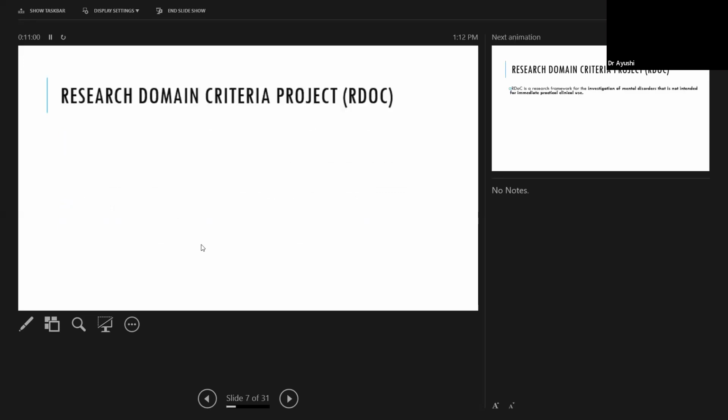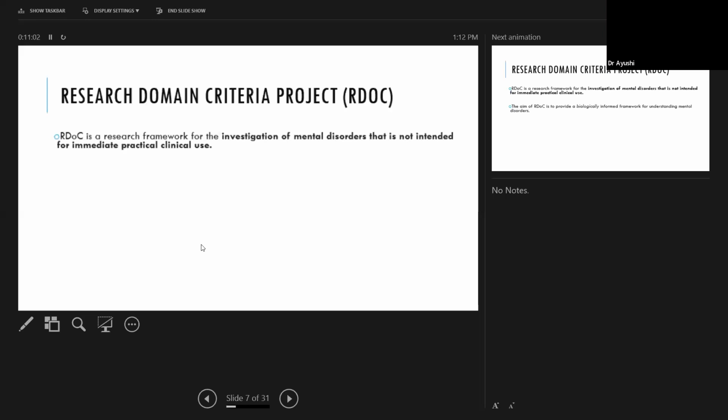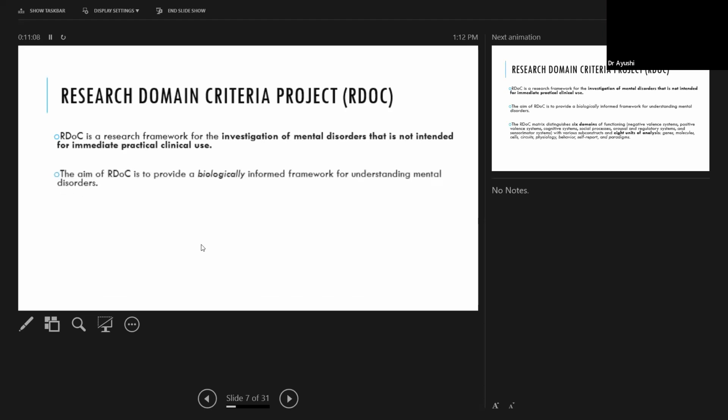So what is RDoC? The RDoC is a research framework for the investigation of mental disorders that is not intended for immediate practical clinical use. The aim of RDoC is to provide a biologically informed framework for understanding mental disorders.